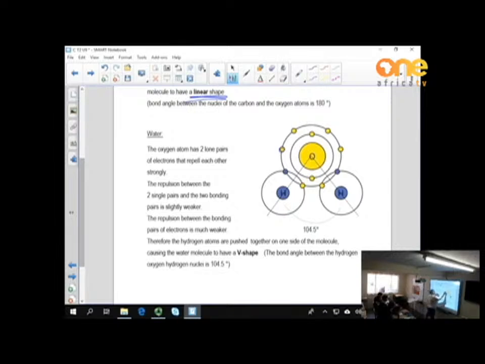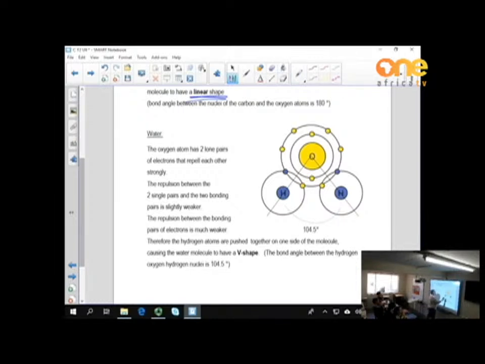We see here that the oxygen has got two single pairs which repel each other strongly in 3 dimensions, as far away as possible. Then we have a bonding pair over here, bonding pair. So the repulsion between bonding pairs and single pairs is also fairly strong, but not as strong as between the single pairs only. So that also pushes the hydrogen atoms away downwards to one side.